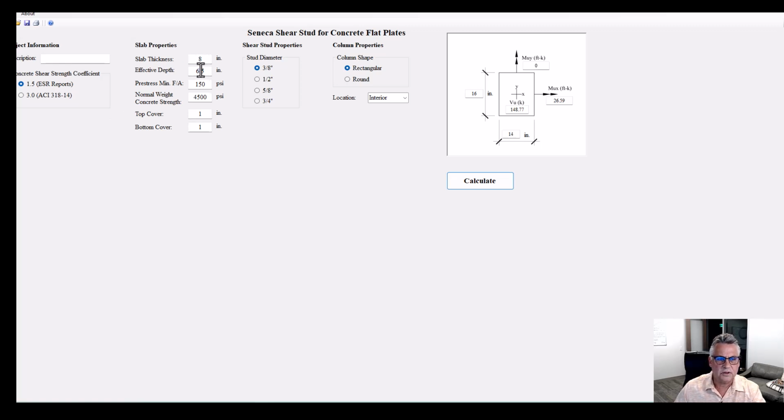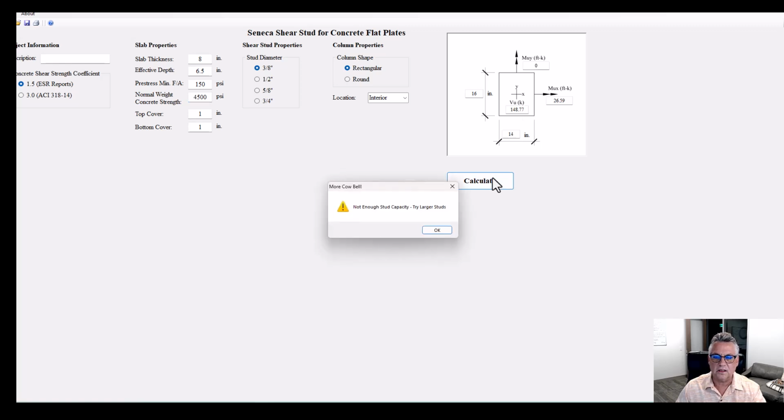8-inch slab, 6.5-inch. Like I said, I don't really remember why I decided to go with 4,500, but I did. We're going to start out with that 3/8-inch stud diameter and see if that works. I've put in all the values, the 14-inch by 16-inch, 26.59 foot kips of unbalanced moment. That's the total unbalanced moment, not the percent that goes into the shear stress. The program will calculate that. And a Vu, a total vertical shear of 148.77.